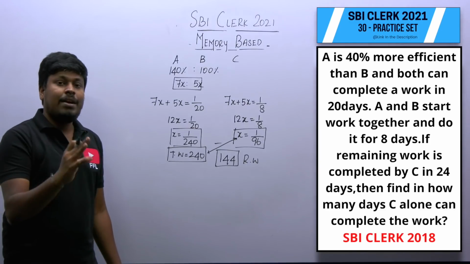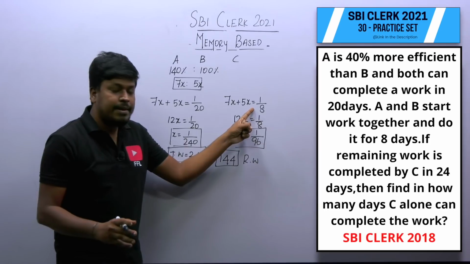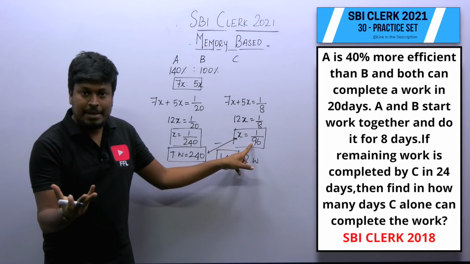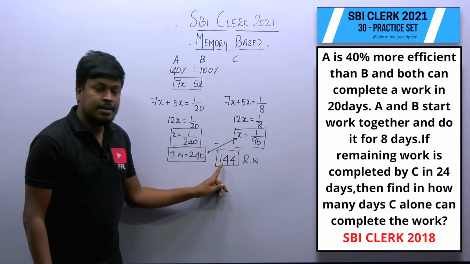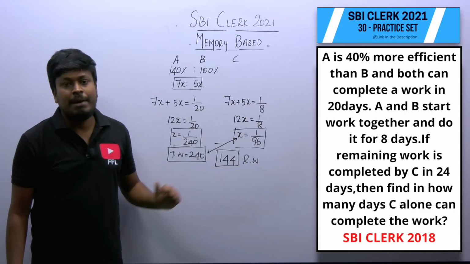Got it? First I found the total work. Next I found how much work both the persons completed in 8 days: 96 part of the work, while total work is 240. So 240 minus 96, the result will be 144. What is this 144? 144 is the remaining work.